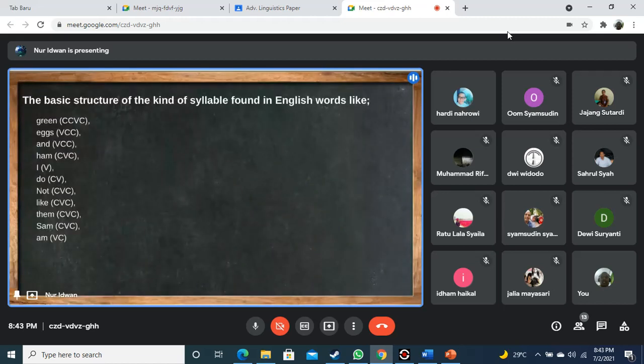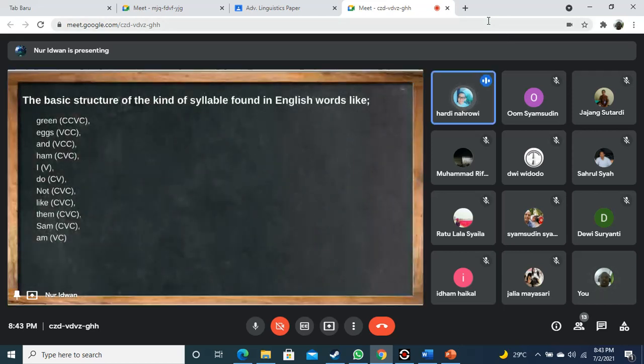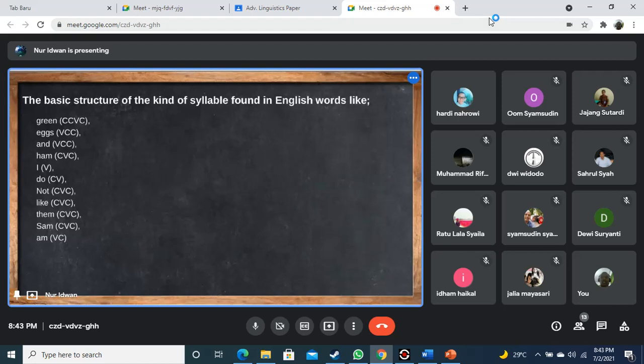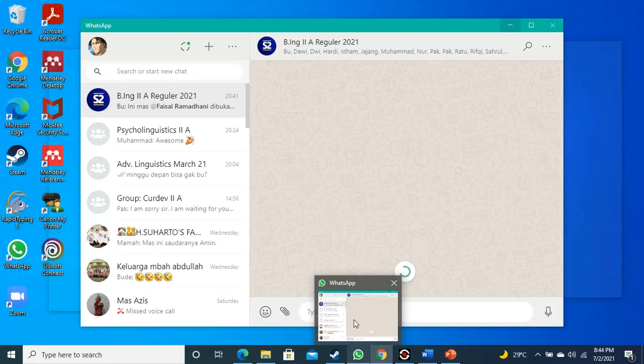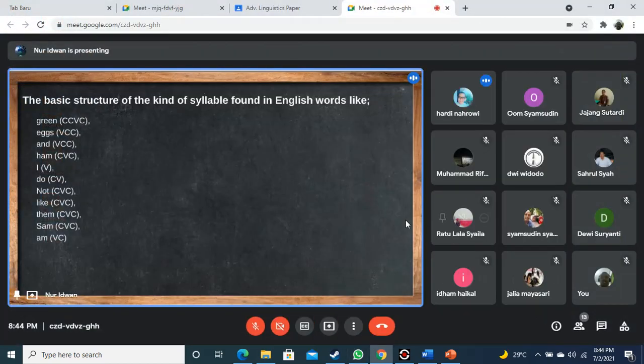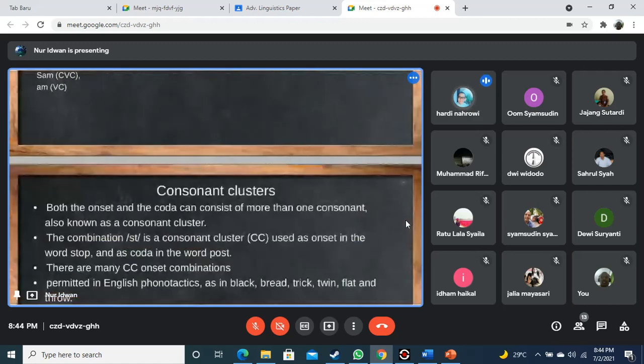The basic structure of the kind of syllable found in English words like green, CCVC; eggs, VCC; home, CVC; I, V; do, CV; not, CVC; like, CVC; them, CVC; Sam, CVC; and V.